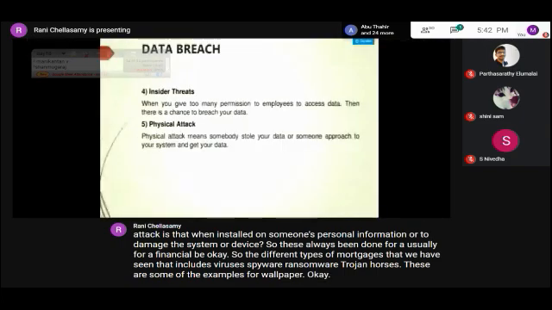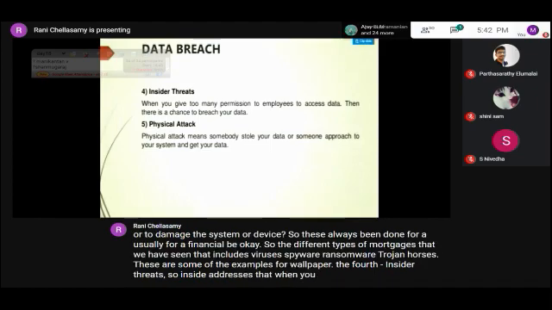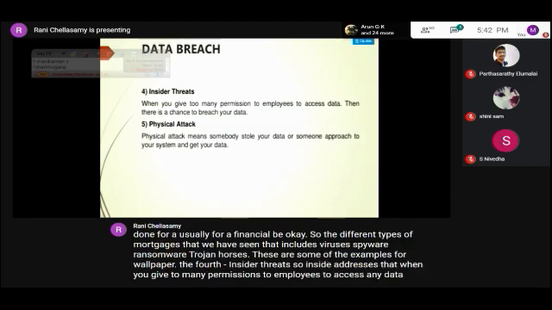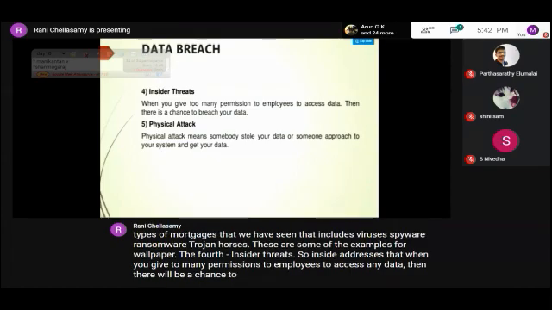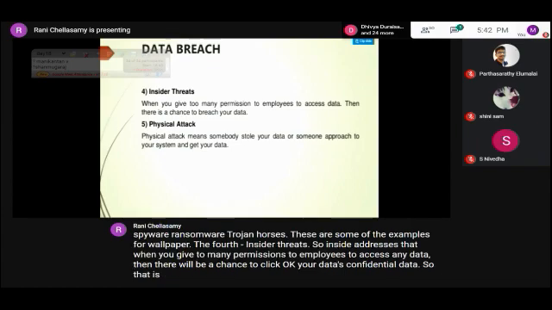Okay, the fourth one is insider threats. Insider threats occur when you give too many permissions to employees to access data, so there is a chance that your confidential data will leak out. That is called an insider threat.